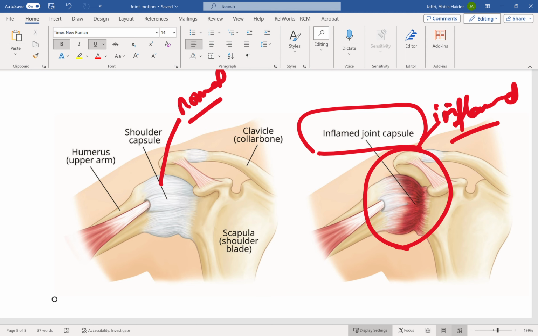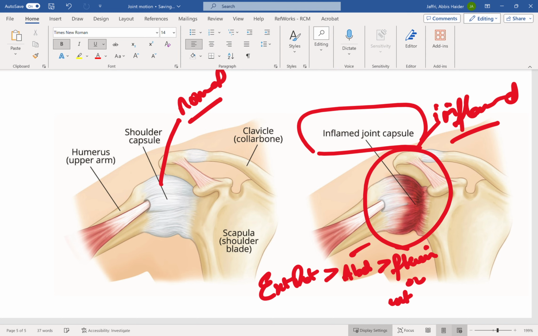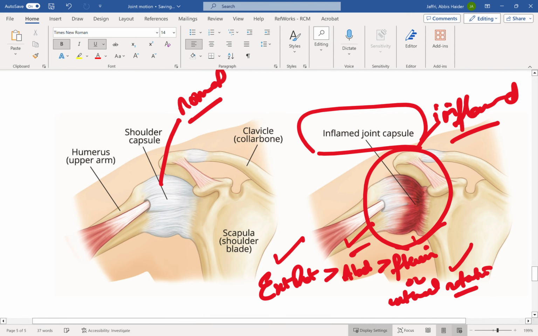Different books have different capsular patterns for shoulder, but what you most commonly see is external rotation, abduction, and then you have flexion or internal rotation. Now why I have written these in a specific pattern: external rotation would be restricted first, followed by abduction, followed by internal rotation and flexion. So this is your capsular pattern. If a patient comes to you and they have a restriction in external rotation, abduction, and internal rotation, then their restriction is in a specific capsular pattern.